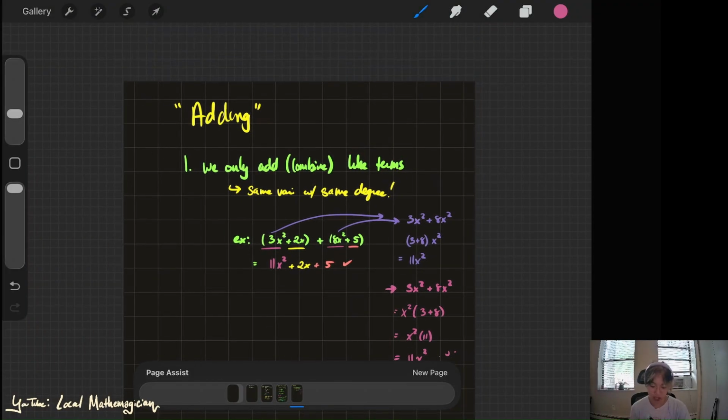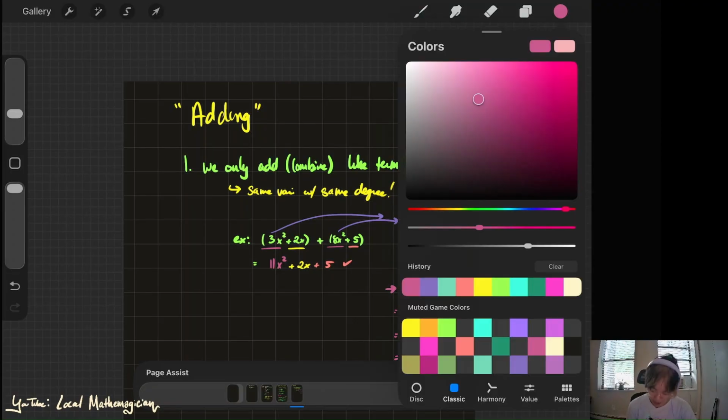All right? We can add them. That's it. This is how you add. But Amanda, what if I have a subtraction sign? I'm so glad you asked, because you can also subtract them.